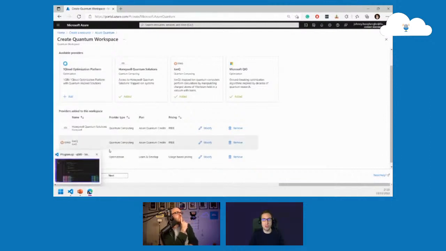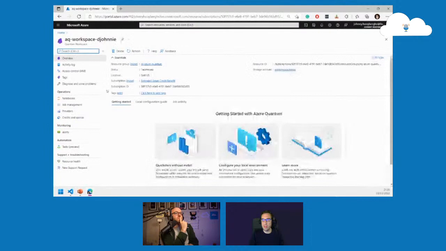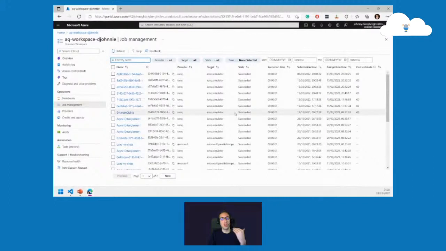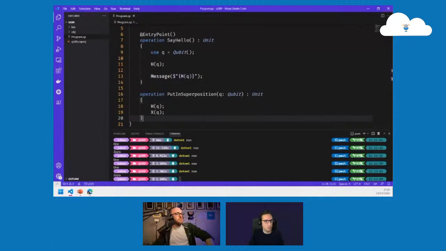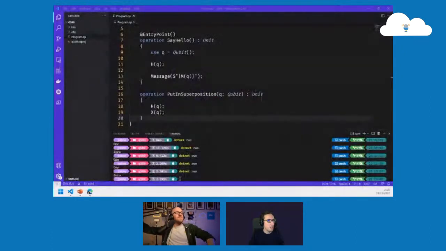And actually, I'm just going to show you the rest. I'm not going to create it because I already have one running. It doesn't really give you a lot of information in the Azure portal. You can just see your job management, which means which jobs, which algorithms have you pushed to your quantum workspace, and have they already finished processing, yes or no? That's it. But from something like this, and maybe let me show you something that I've prepared beforehand.